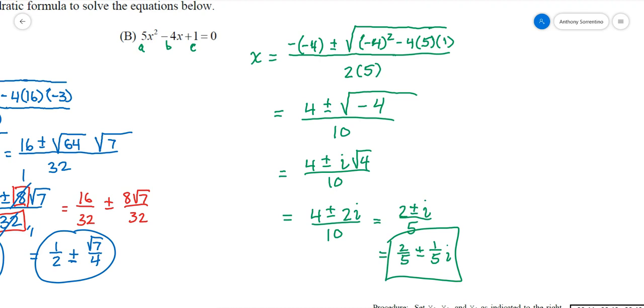Again, you could get real number solutions when you use the quadratic formula. I'm just showing instances where, if you try to use factoring on any of the things from examples 3 and 4, it wouldn't have worked.